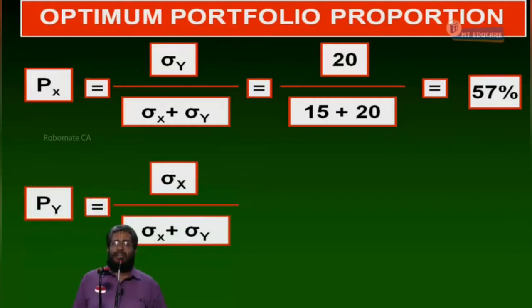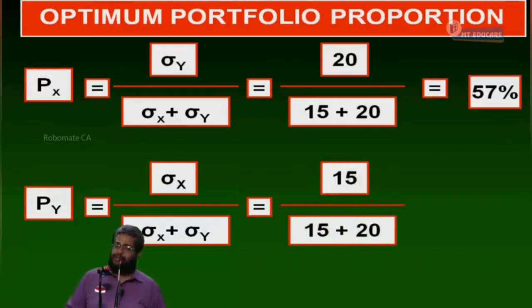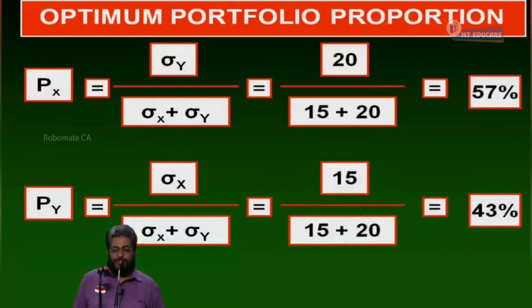Proportion of Y is equal to sigma X by sigma X plus sigma Y, which is equal to, what is sigma X? 15 divided by 15 plus 20, which is equal to 43%. Tell me, if I invest in X 57% and Y 43%, then the risk is what? 0. For this proportion, can we calculate a portfolio return or not?